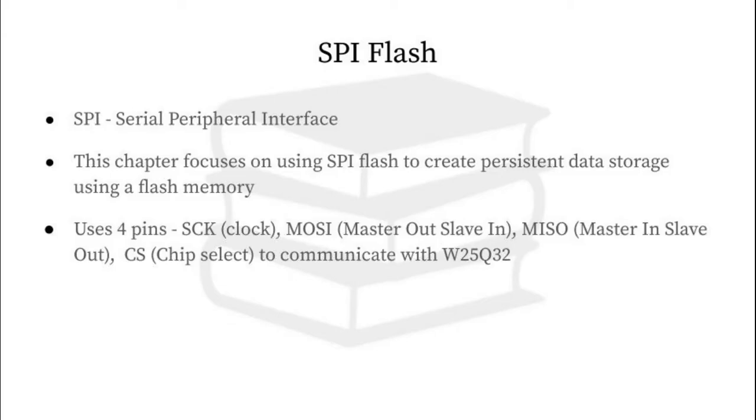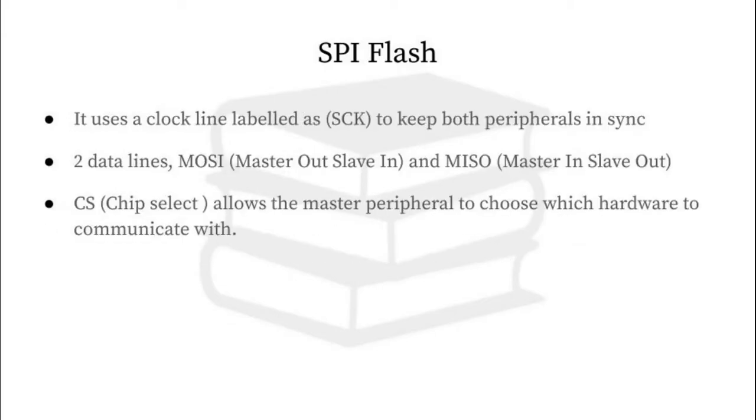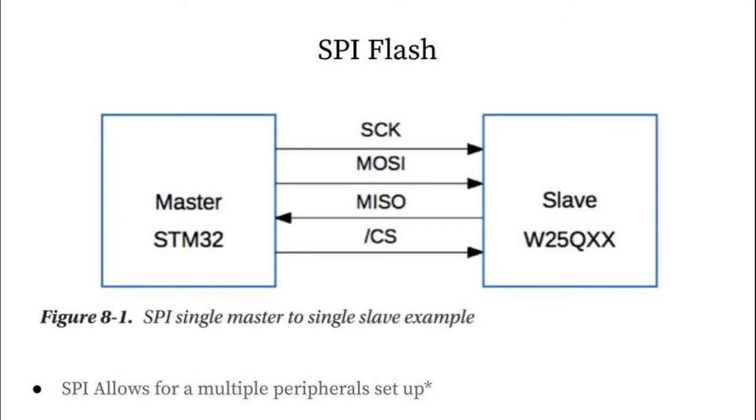So, it uses 4 lines: the clock line, the MOSI, which stands for Master Out Slave In, MISO, Master In Slave Out, and Chip Select line. In general, the clock line is used to keep both peripherals in sync when reading data from each other. MOSI and MISO are the data lines, where Master Out Slave In means that the data is coming from the master device to the slave device, and vice versa for MISO. And Chip Select allows the master peripheral to select which hardware to communicate with. This diagram pretty much sums up the wiring of the Winbond to the STM32 blue pill.